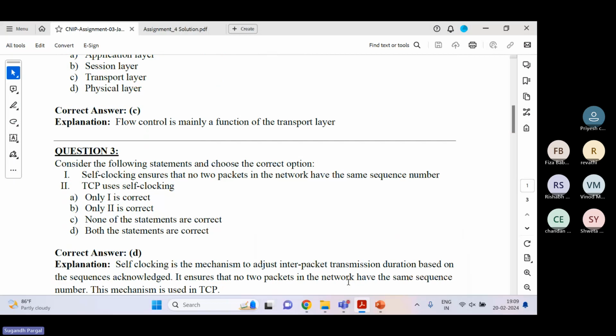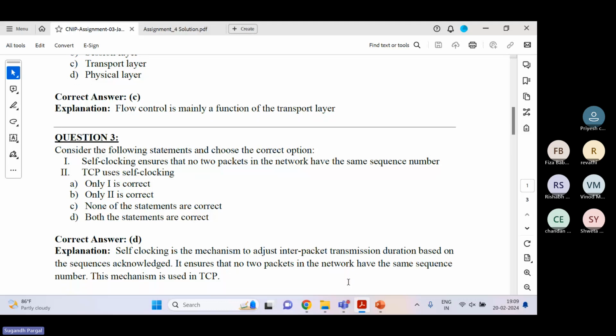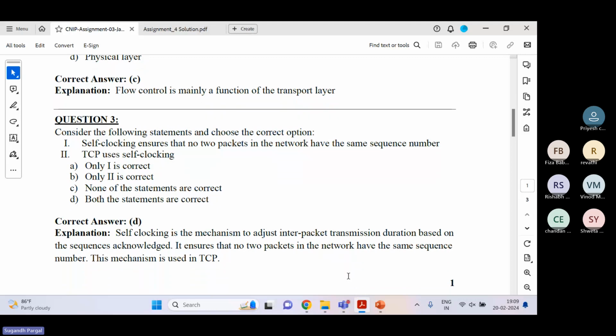Both the statements are correct. Self-clocking is the mechanism to adjust inter-packet transmission duration based on the sequences acknowledged. It ensures that no two packets in the network have the same sequence number. This mechanism is used in TCP.